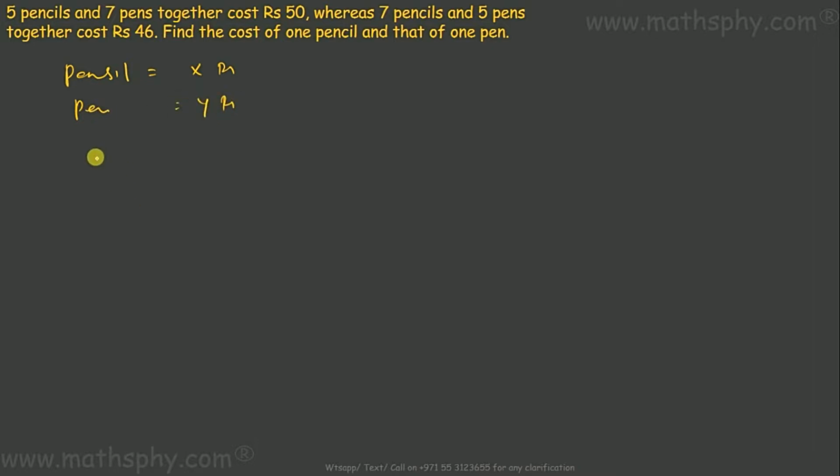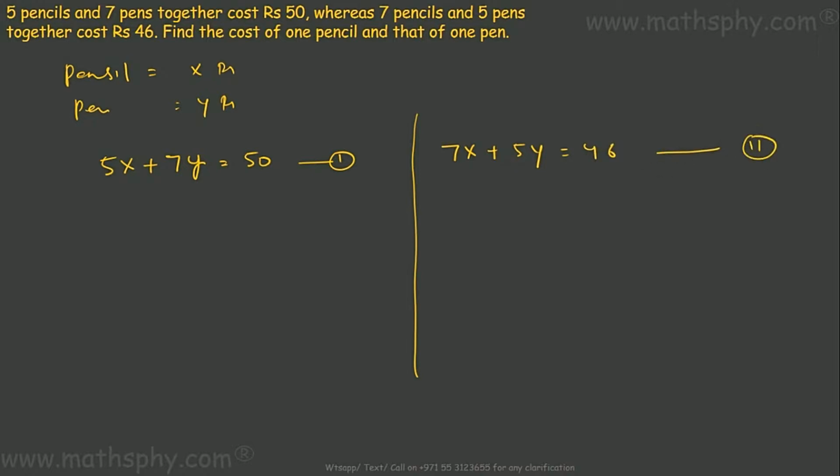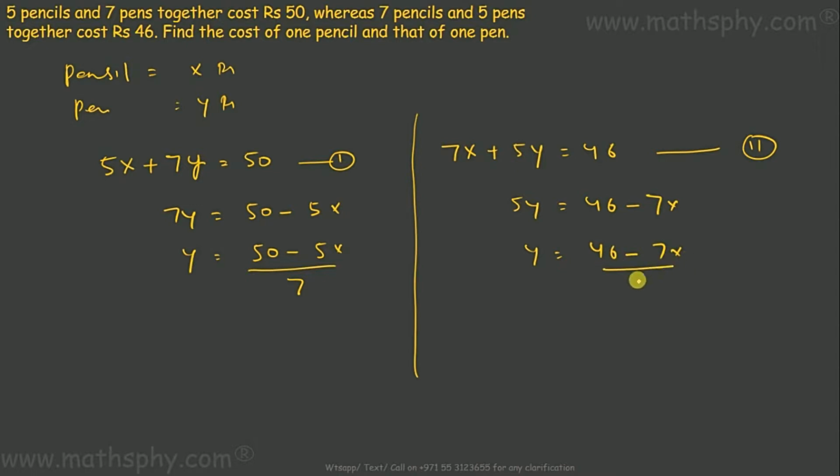5 pencils at the rate of x rupees plus 7 pens at the rate of y rupees cost me total 50. First equation. 7 pencils at the rate of x plus 5 pens at the rate of y cost me 46. That's my second equation. So 7y is equal to 50 minus 5x, so y would be (50 minus 5x) over 7. Here 5y equals 46 minus 7x, so y would be (46 minus 7x) over 5.